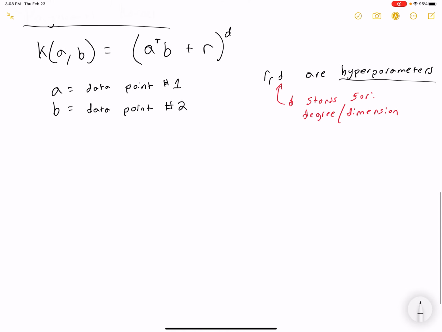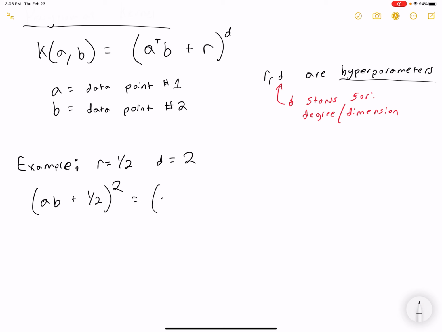We won't derive this kernel, but just to see an example of how it works, I think this will be really clear when you see the example. Let's say that we set r to be 1/2 and d to be 2, and let's say we're working with one-dimensional data. So a dot b, but when they're one-dimensional, it's just a times b plus 1/2 to the second power.